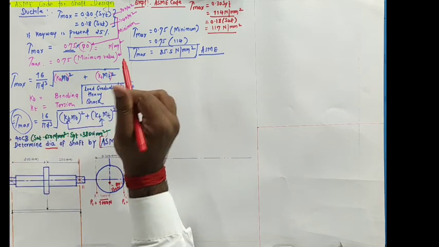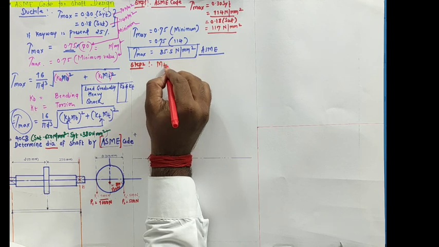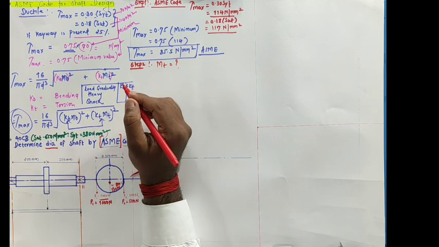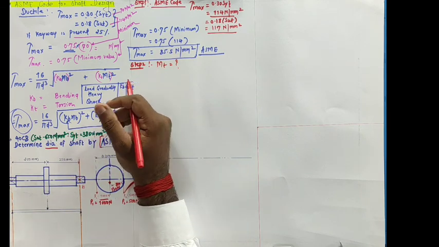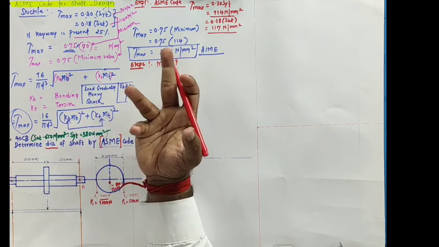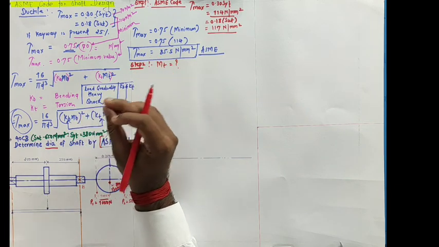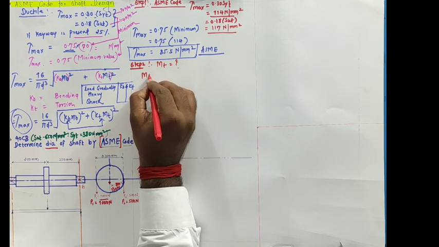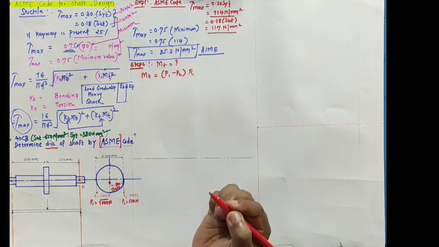Now we'll move toward step number 2. As per the sequence, step number 2 is to calculate torque, MT. For that, we used the relation power P is equal to 2 pi N T by 60. Now in this numerical they have not given the power, and second, they have not given the RPM, so we cannot use that equation because there are two unknowns, and if there are two unknowns we cannot calculate. So we'll skip that step. The next is for calculating MT is equal to P1 minus P2 into radius, which we will use.